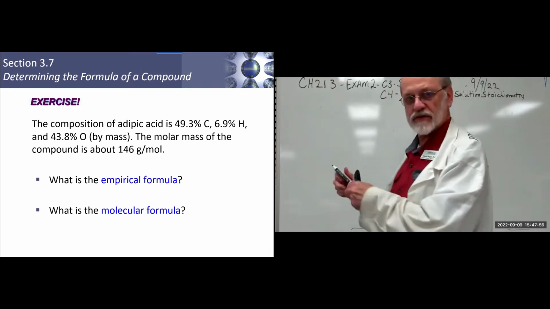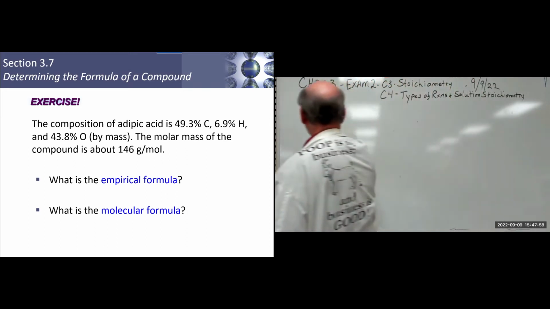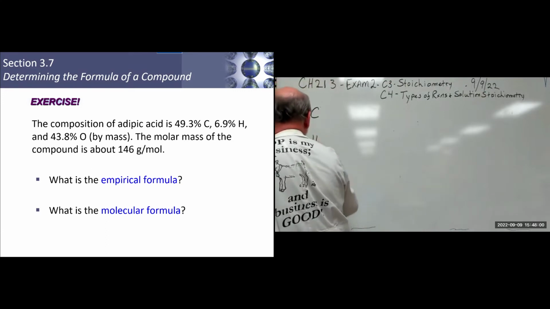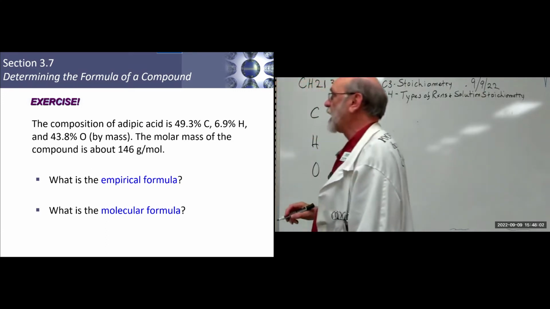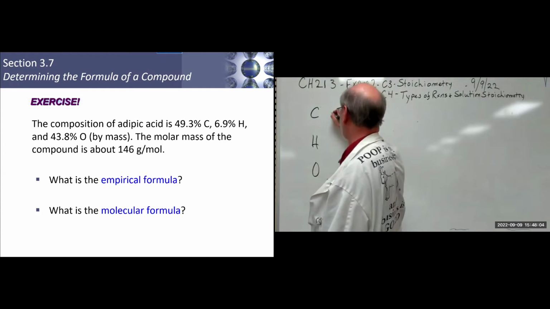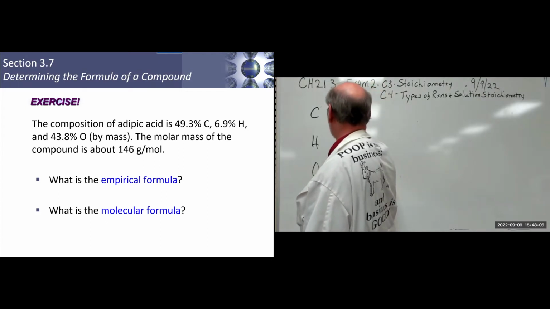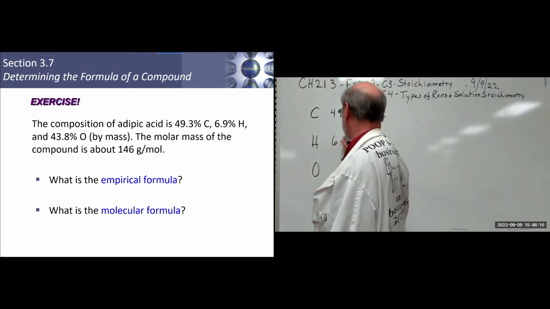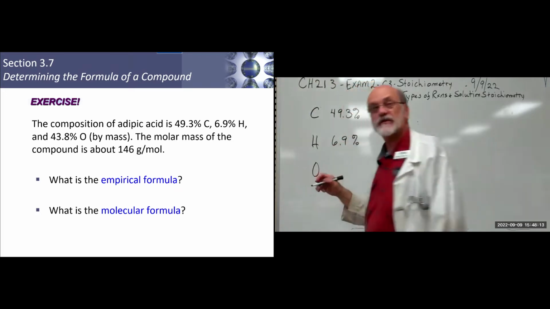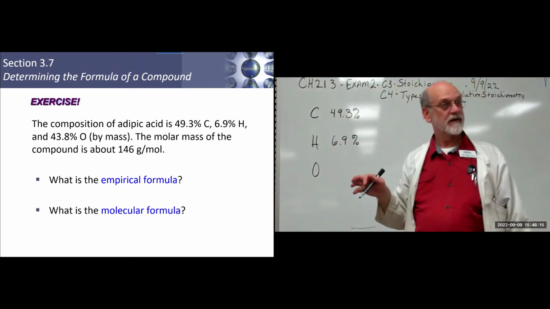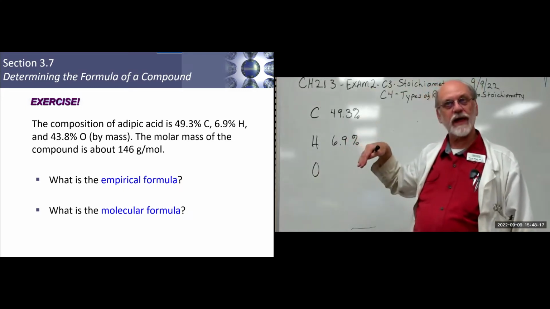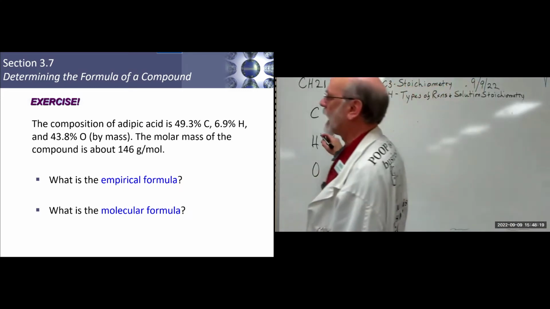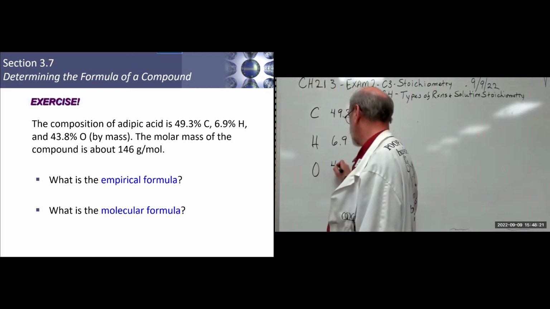All right, so let's put this one on the board. Carbon, hydrogen, oxygen. Composition is 49.3% carbon, 6.9% hydrogen. Remember, this is mass percent. It's grams per 100 gram sample. And 43.8.